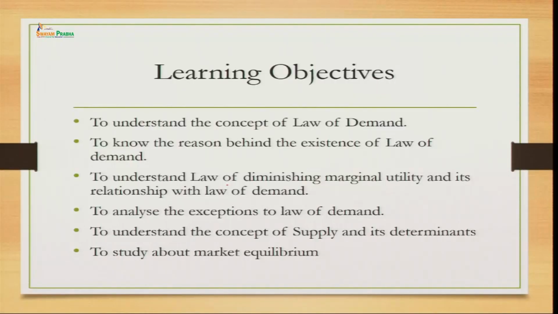So, these were the topics we covered in our previous session, and now let us move on to the further topics of this section. Let us have a look at the learning objectives, what we are going to learn from today's session. First of all, we will understand the concept of the law of demand. Thereafter, we will look at the reasons how this law of demand exists and what kind of relationship is shown in the law of demand. Thereafter, we will talk about the law of diminishing marginal utility and its relationship with the law of demand. We will also analyze the exceptions where the law of demand will not work.